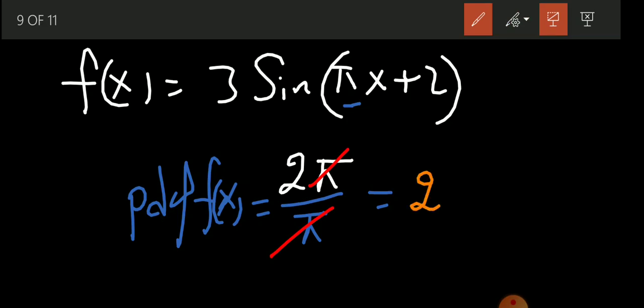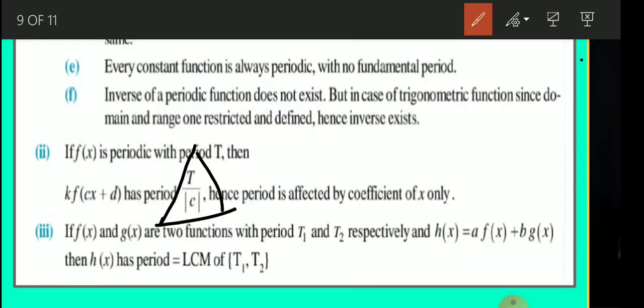So the period of f(x) is 2. The final answer is 2, although here the 3 is irrelevant to the period. This is like a constant k equal to f(cx) plus any other constant d, so the period is T upon mod C. If you want, you can take some more examples about this.